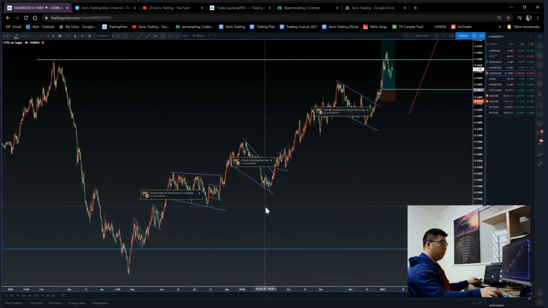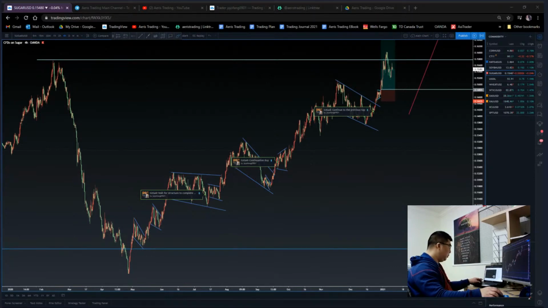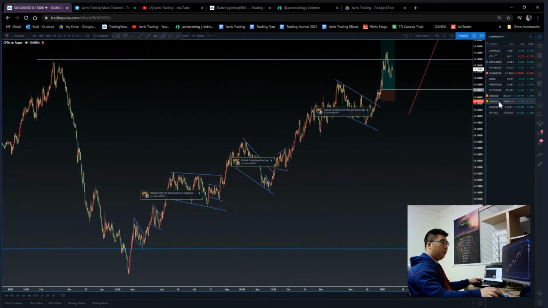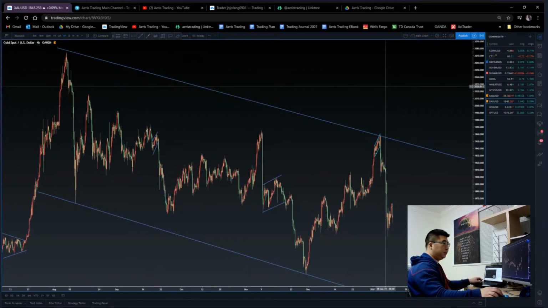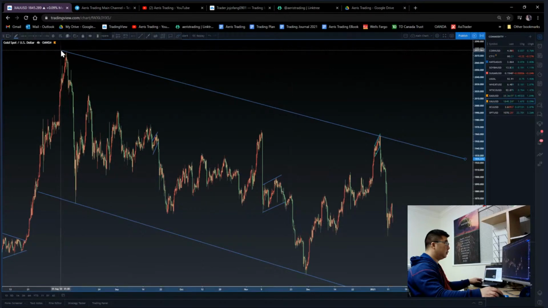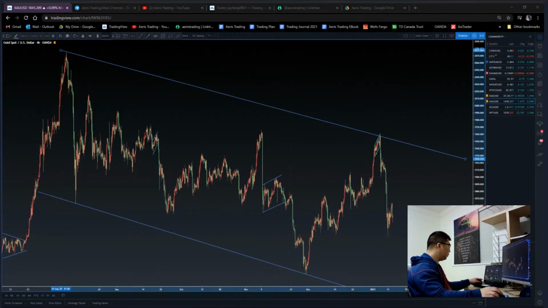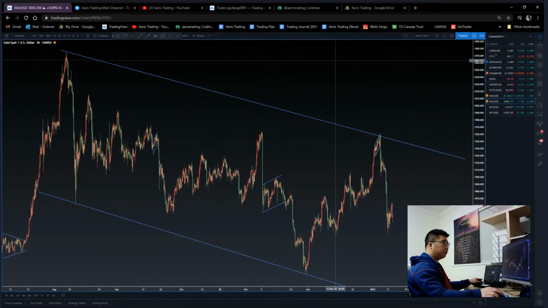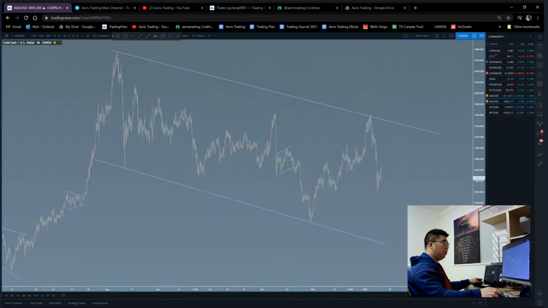Let's jump into gold. I think you guys are all asking about gold. Crypto, yes, I will go over crypto after this. Yeah, so let's look at gold really quick.